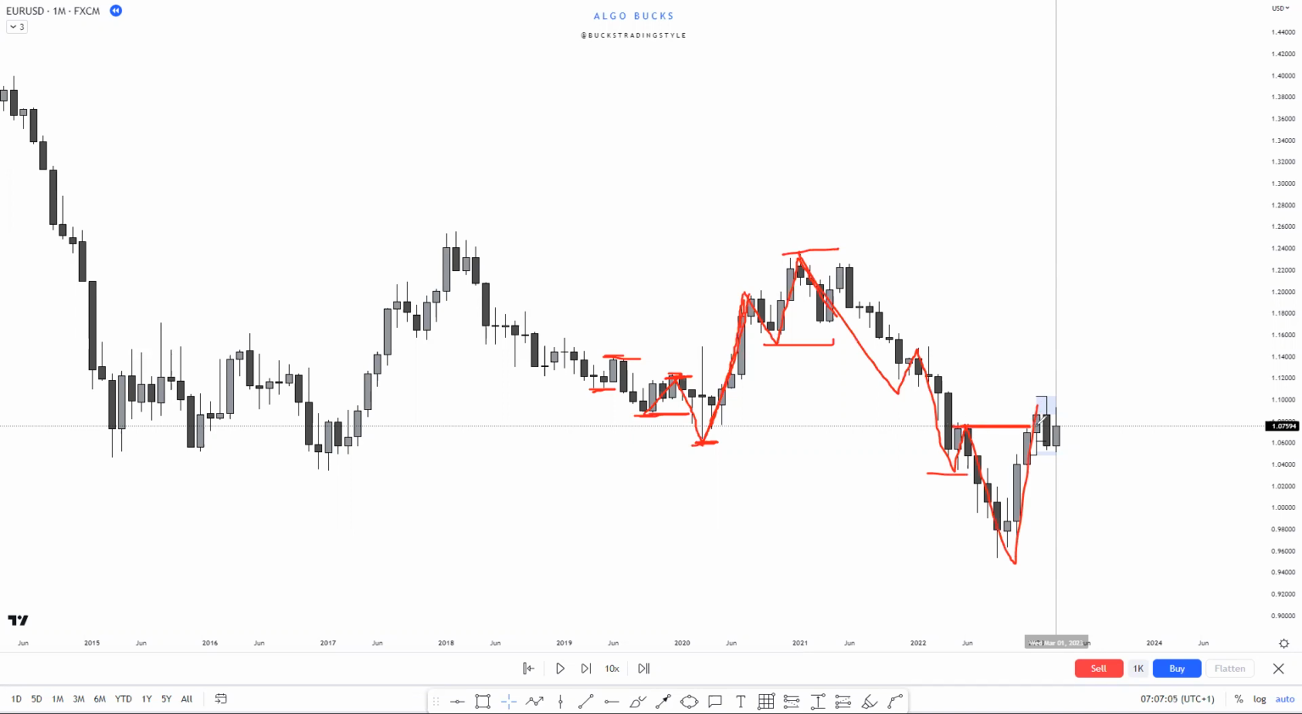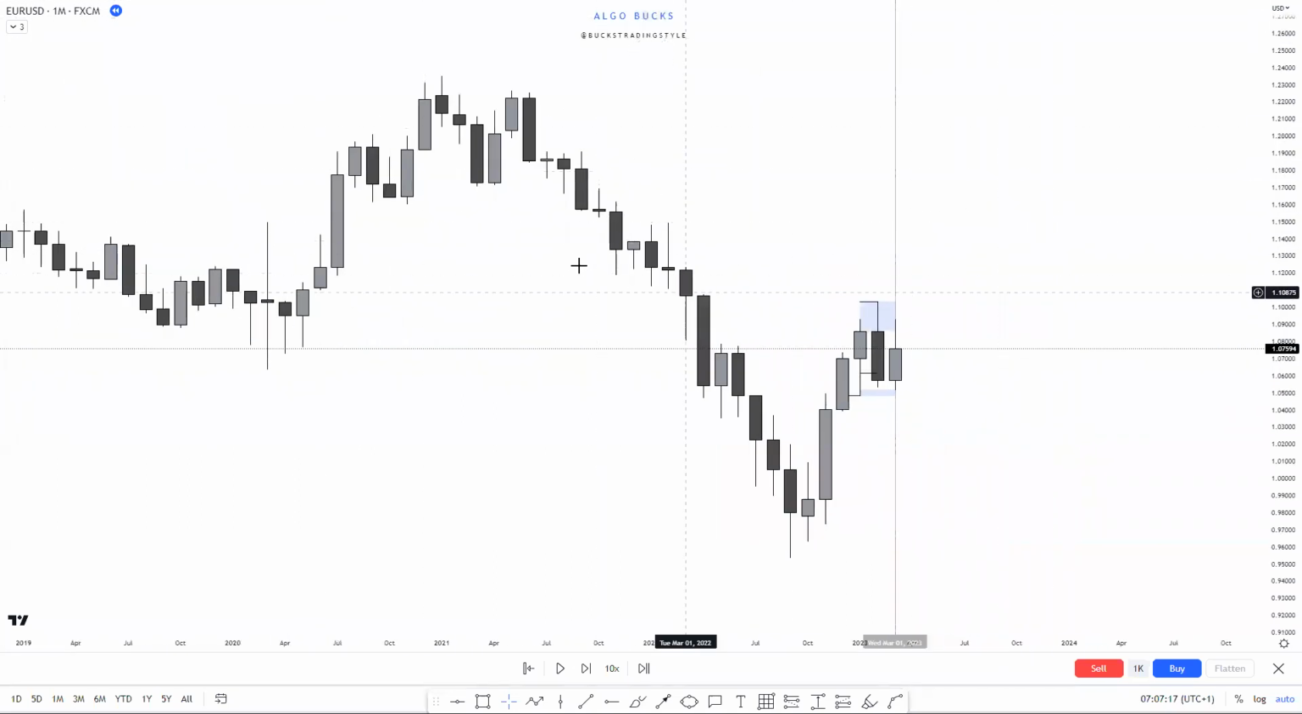After the inducement got taken out, that was where the delivery happened from the weekly time frame. So now we can see that the delivery is not random. Okay, the delivery had a purpose. Now that's that from the monthly time frame. Let me mark that out.